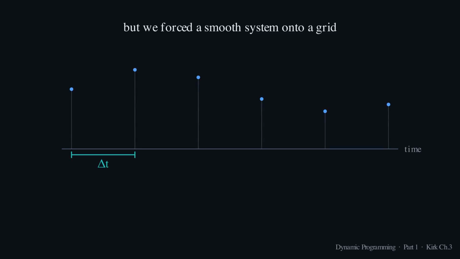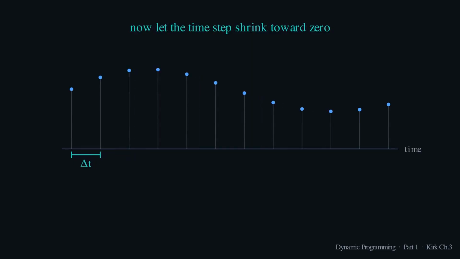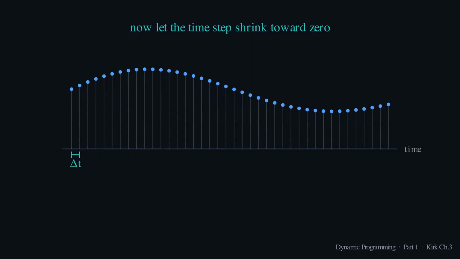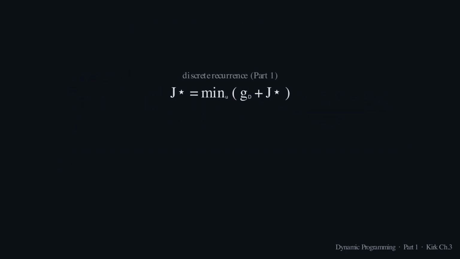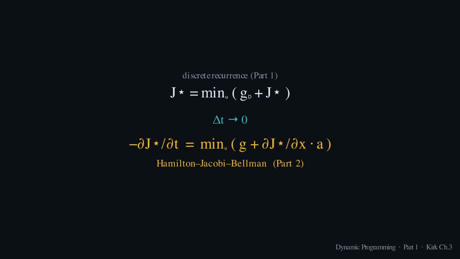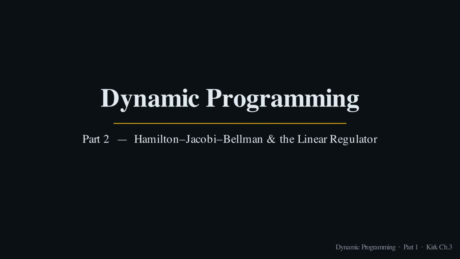In part 2, we do the daring thing. We let the time step shrink towards zero. The grid dissolves, the backward recurrence becomes a single elegant partial differential equation, the Hamilton-Jacobi-Bellman equation. And for one beautiful special case, the linear quadratic regulator, we don't just compute the answer, we solve it in closed form by hand. Same idea, no grid.